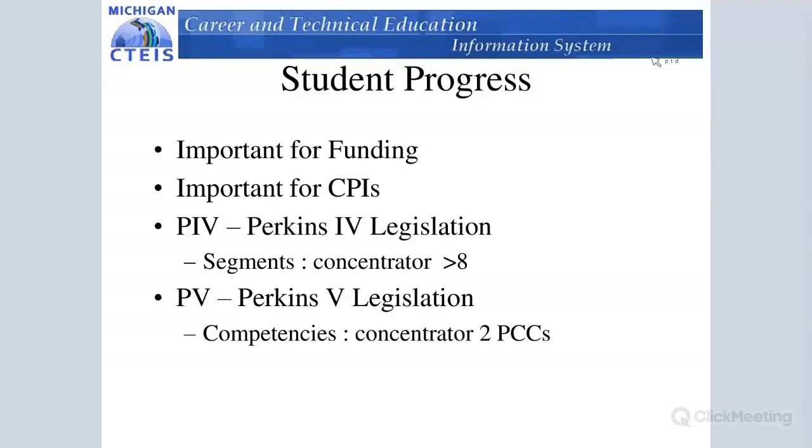All right. And as I said before, the goal of the enrollment is to maximize student progress. And student progress is important because, as was mentioned in the previous slides, it's important for funding. The more segments you have, or the more competencies you have, you typically go into a higher funding bracket. So you want to maximize student progress.